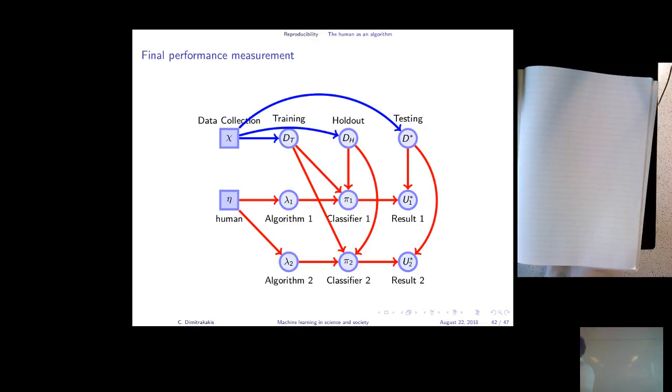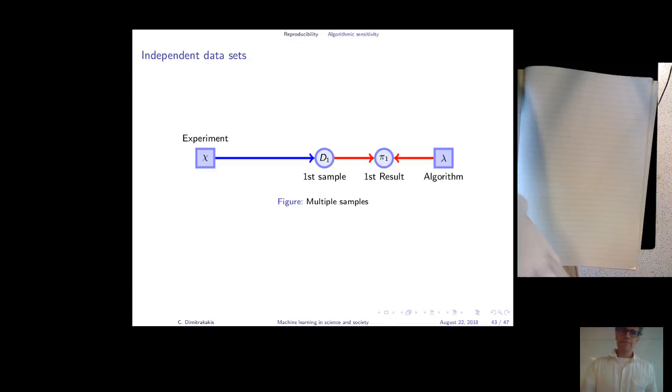You have one training set for just putting through the algorithm, another holdout set for just choosing parameters for the algorithm or settings, and then the final set where you test things. Okay?